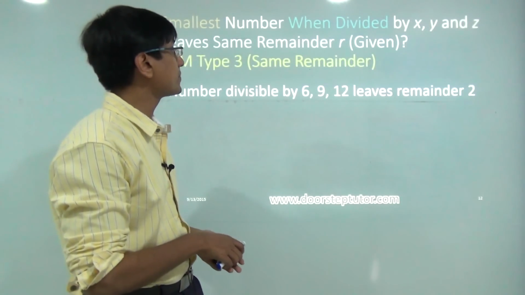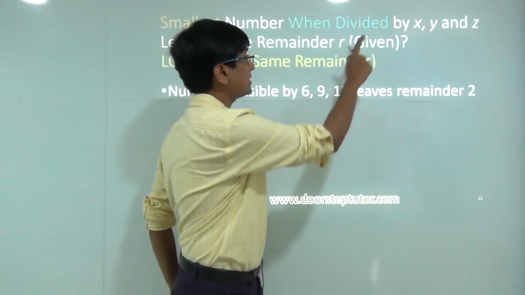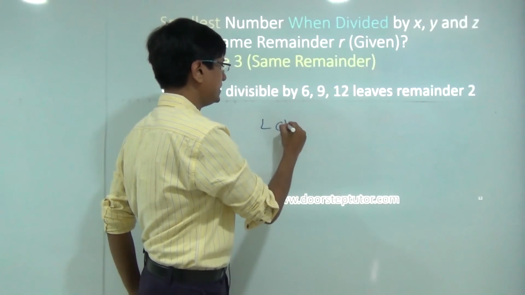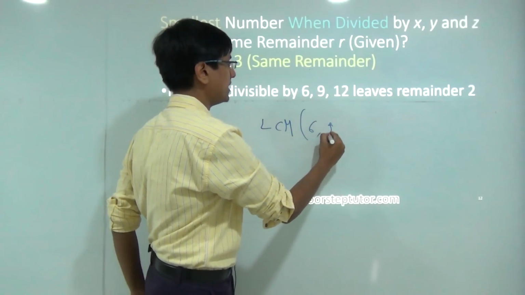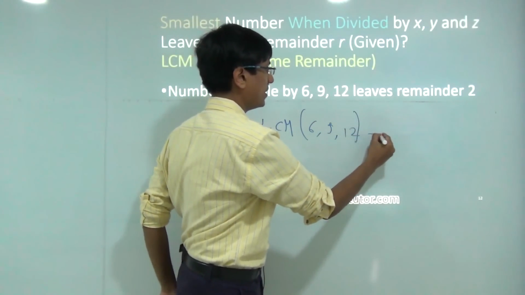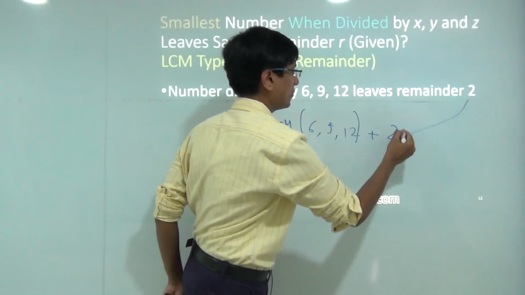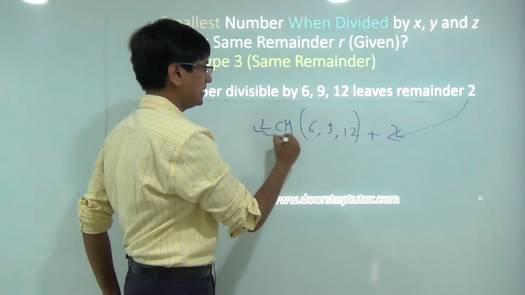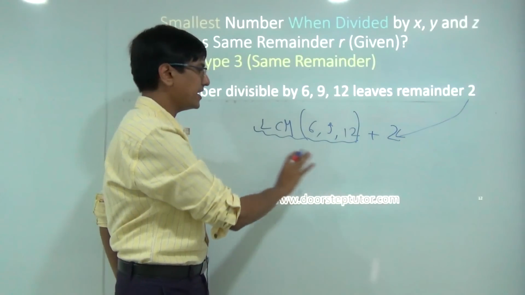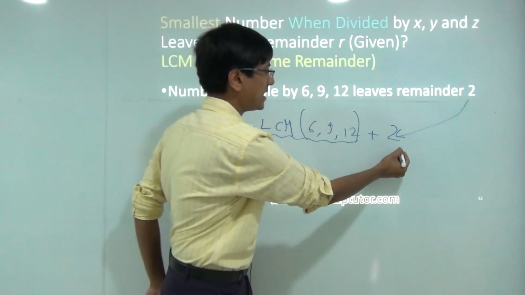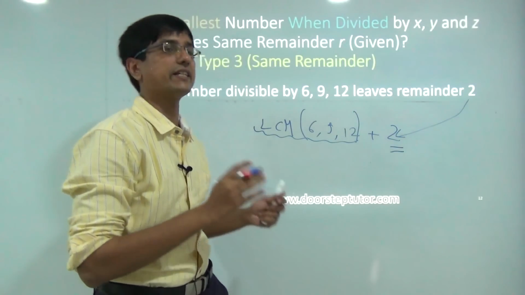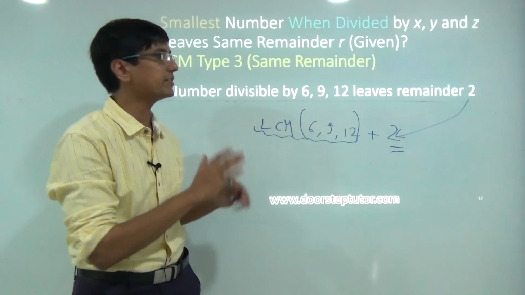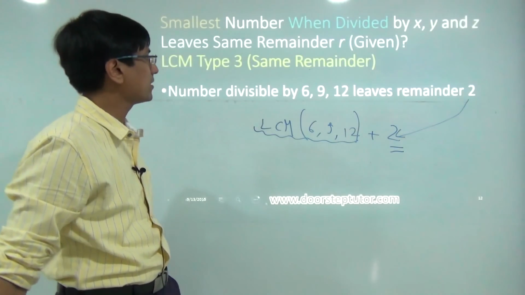Think about that. So in this case my number is nothing but the LCM of 6, 9 and 12 plus this remainder 2. When I divide this number by 6, 9 and 12, the LCM part would completely divide. It would not give me any remainder, and I will be left with remainder 2 in each case. Very simple. Once you understand it, it comes very naturally. It becomes very easy for you.